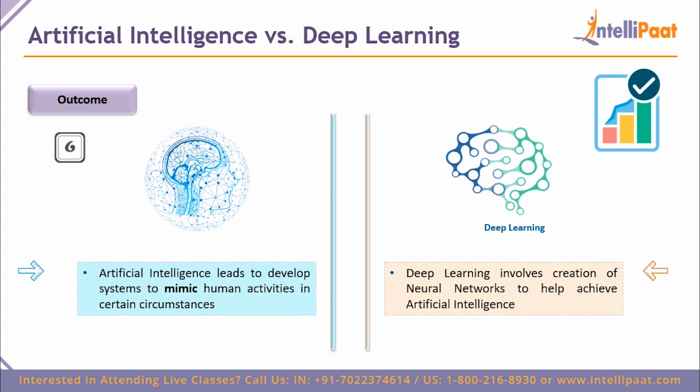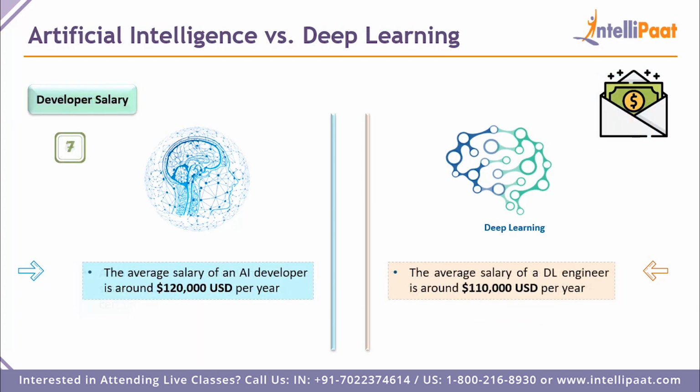Then coming to the next point, which is the outcome of each of these technologies, guys. Artificial intelligence leads to developing systems which, at the end of the day, mimic human activities in most circumstances. As an artificial intelligence machine, it will not get bored. It can happily do its tasks repetitively and more. Coming to deep learning, it involves something similar as well. But the specialty of deep learning is that we create complex neural networks, what we call artificial neural networks, and this helps achieve artificial intelligence, guys.